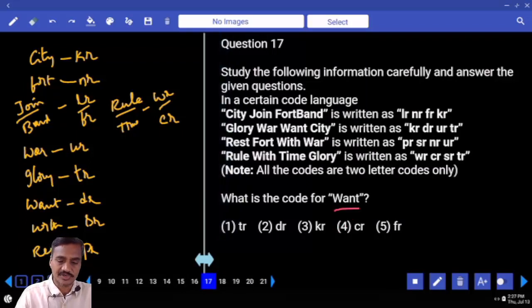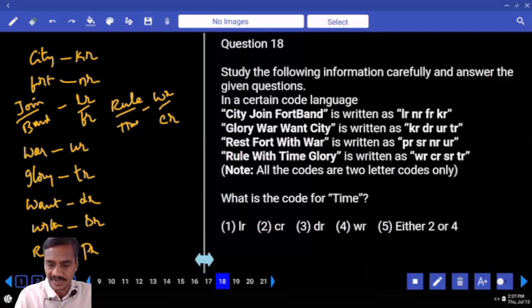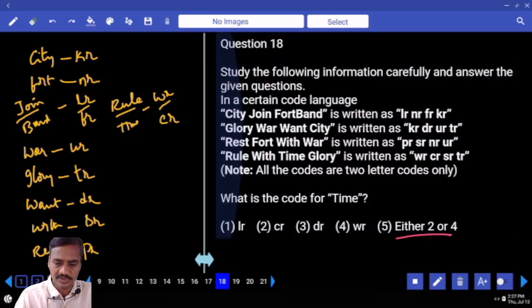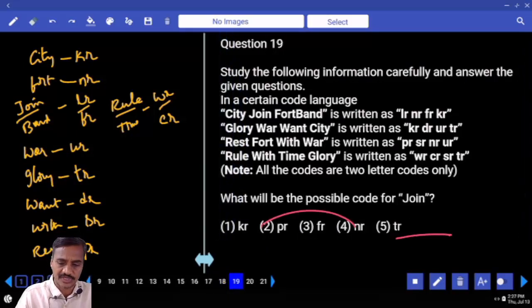And what is the code to the word want? DR, choice 2. And the 18th one, the code to the word time. Now WR, CR. WR, CR, either 2 or 4, choice 5.